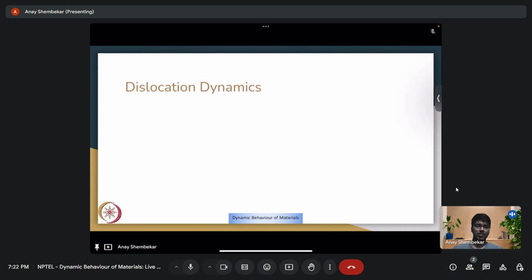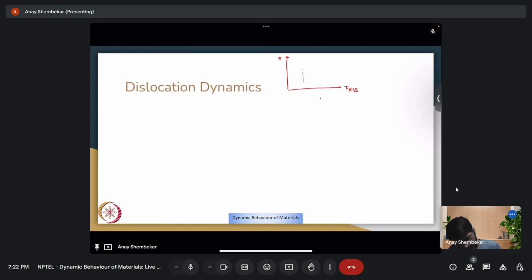So, dislocation dynamics. If you recall from the last week's lectures, we ended on how there are different regions inside metals where dislocation velocity depends on the resolved shear stress. So, if I were to draw that schematic diagram, the three regions. On the y-axis, we have dislocation velocity. On the x-axis, we have the resolved shear stress.